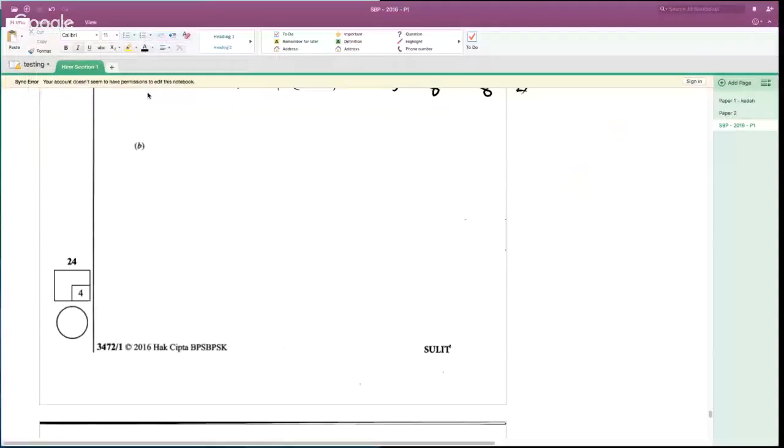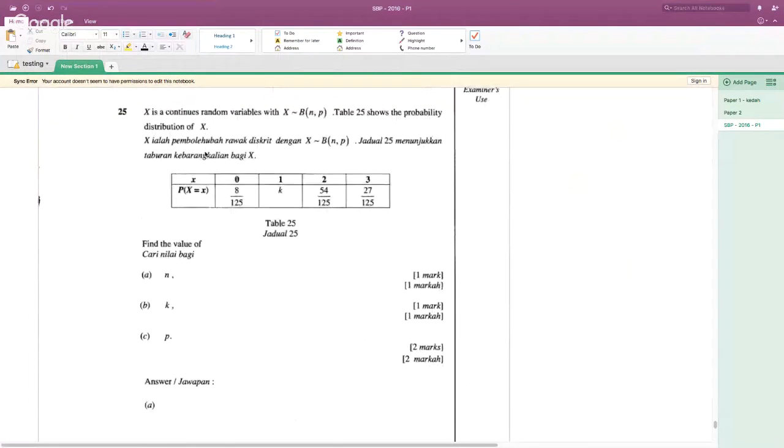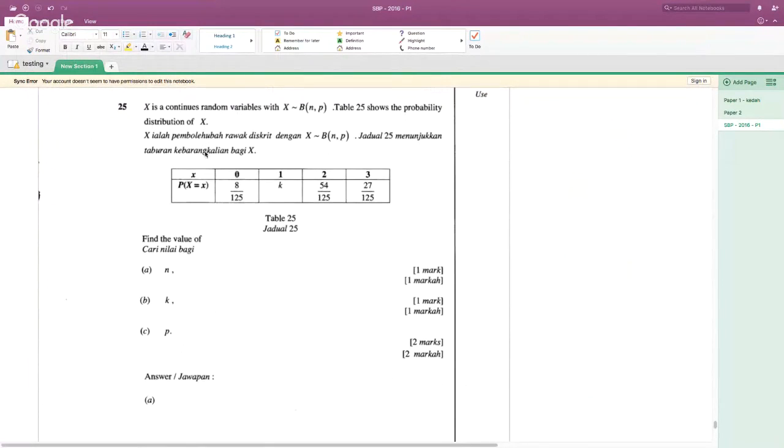So, yeah, last question, 25. X is a binomial random variable with parameters N and P. So P is the probability of success, N is the total number of tries. Okay, so Table 25 shows the probability distribution.